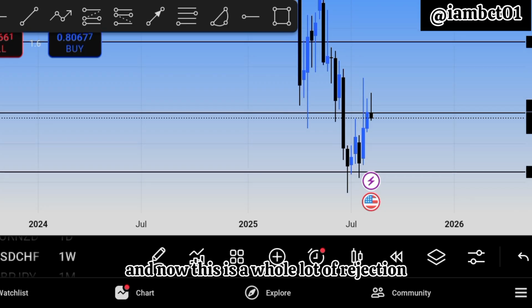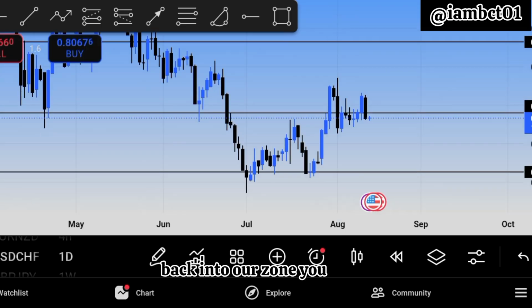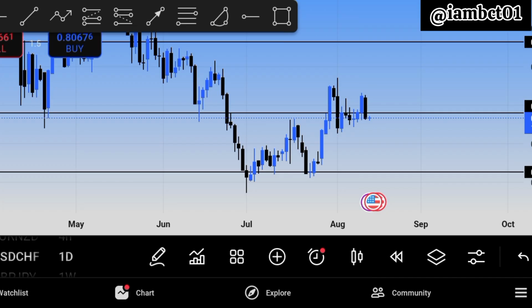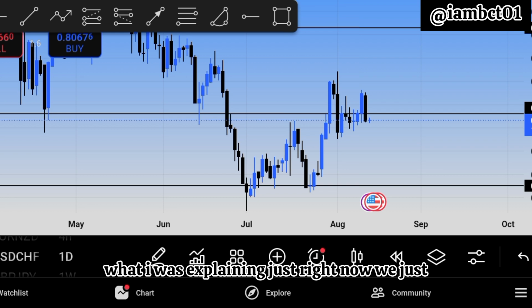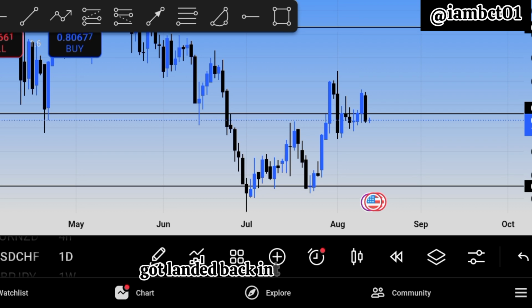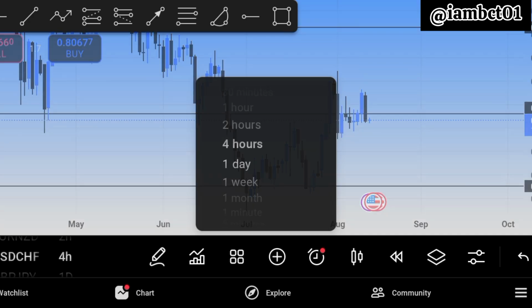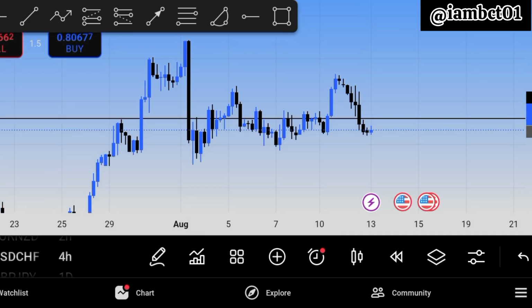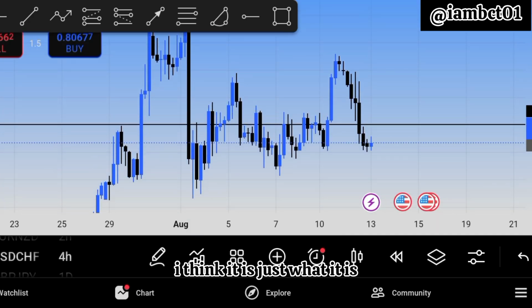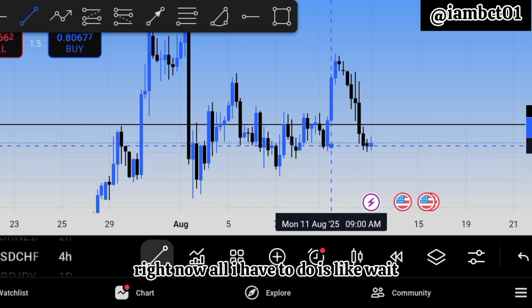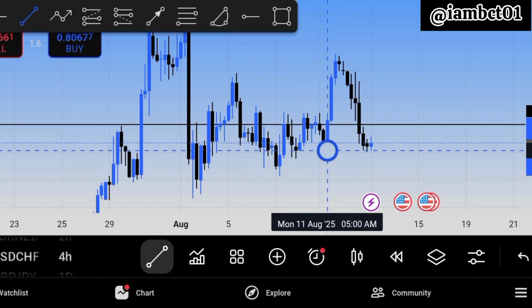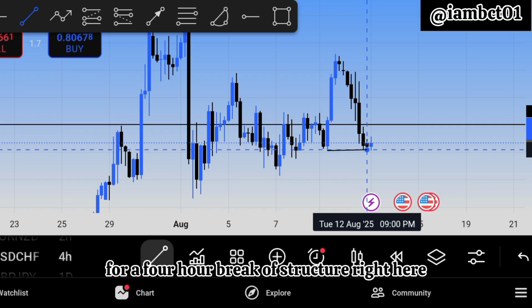And now this is a whole lot of rejection back into our zone, so as you can see, this is what I was explaining just right now. We just got landed back into our old friend, so I think it is just what it is. So right now all I have to do is wait for a 4-hour break of structure right here.